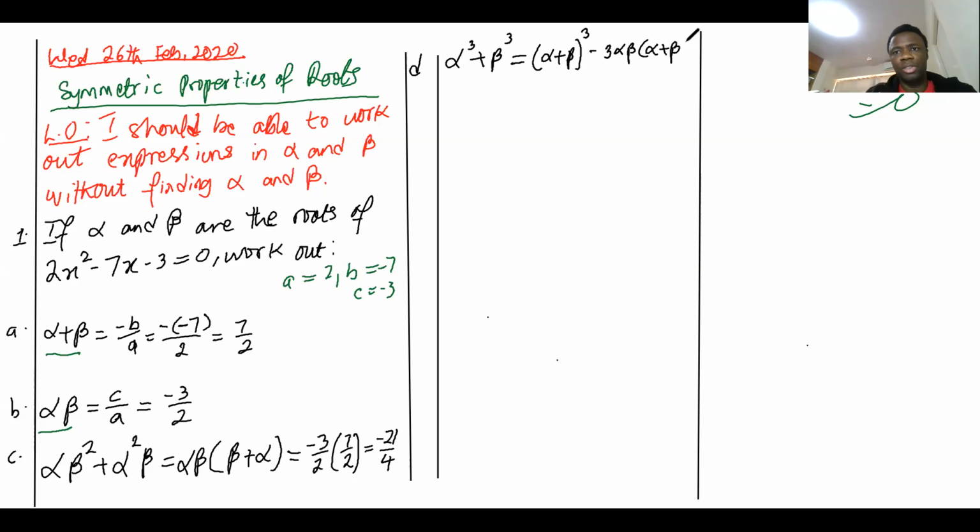Okay, that's a relation. So again, it's in terms of alpha plus beta and alpha beta. That's all we care about. These are alpha plus beta, and this is our alpha beta. That's the target. That's what we want to do. So this will be alpha plus beta is 7 over 2, alpha beta is negative 3 over 2, and this is 7 over 2. So what is 7 cubed?